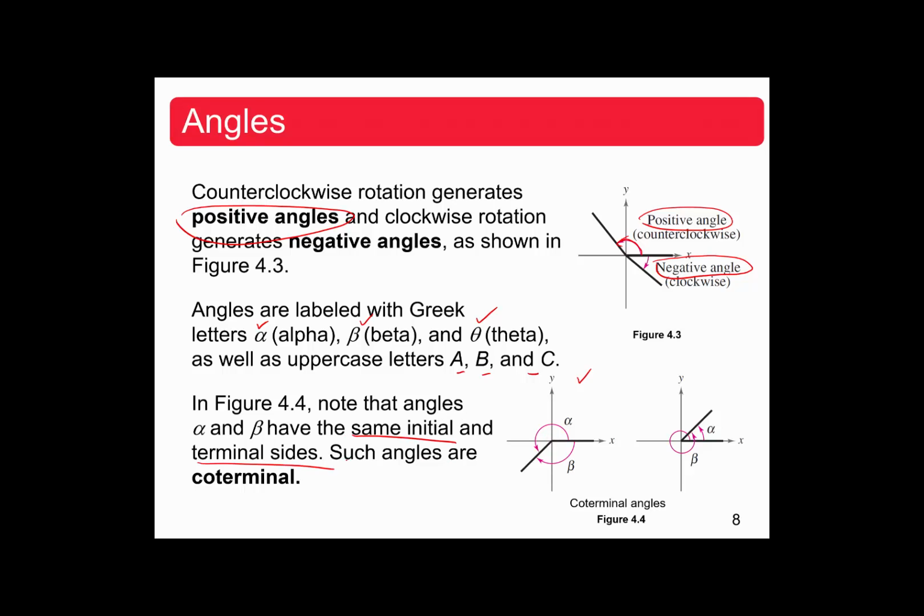We call these coterminal angles. So angle alpha and beta are coterminal angles, which also means they are equivalent angles. Similarly here, alpha equals beta. By rotating angle alpha one more cycle, one more revolution, you come up with another angle, and they are equivalent as well.